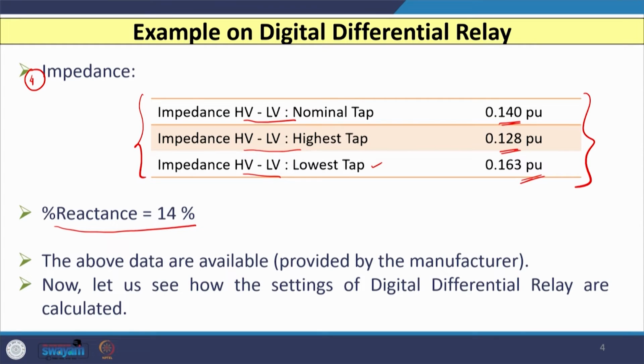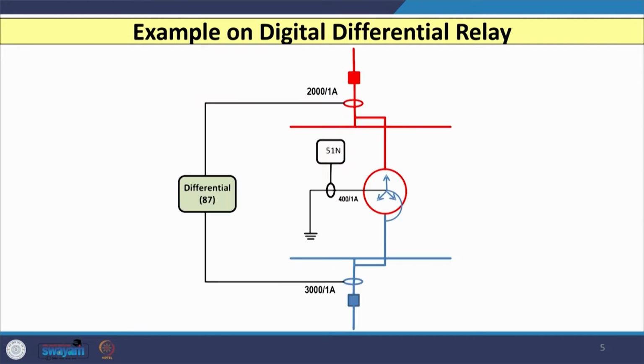So, as the above data is usually provided by the manufacturer, now with this data, let us see how the settings of digital differential relays are calculated. Whatever transformer I have shown, that is the ICT, has 3 windings. HV and LV are both star connected, and the third is the delta winding, that is the tertiary winding. I have shown here in the diagram only the HV and LV winding. So, this is our power transformer.